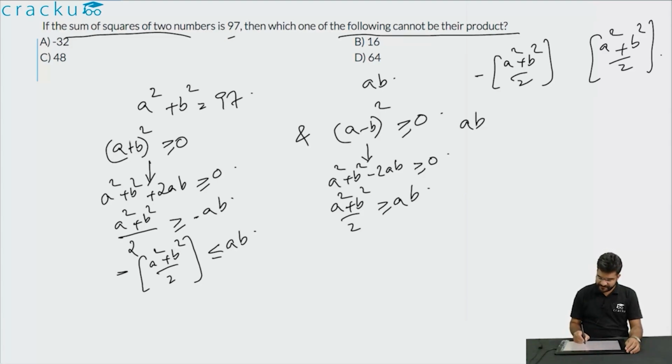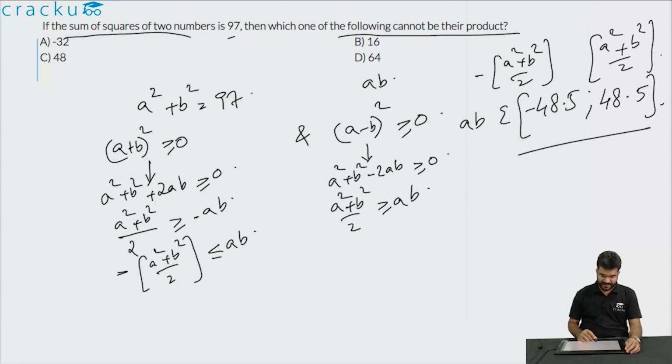So AB will vary between minus 48.5, which is minus 97 by 2, and the maximum possible value is 48.5. So this is the interval in which AB will lie. If you look at minus 32, it will lie within the interval. So this is possible, so this can't be the option. We are looking for the option which is not fitting in this range.